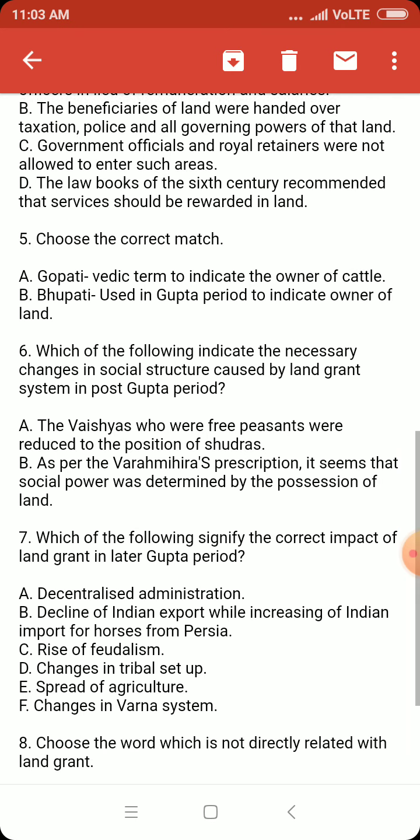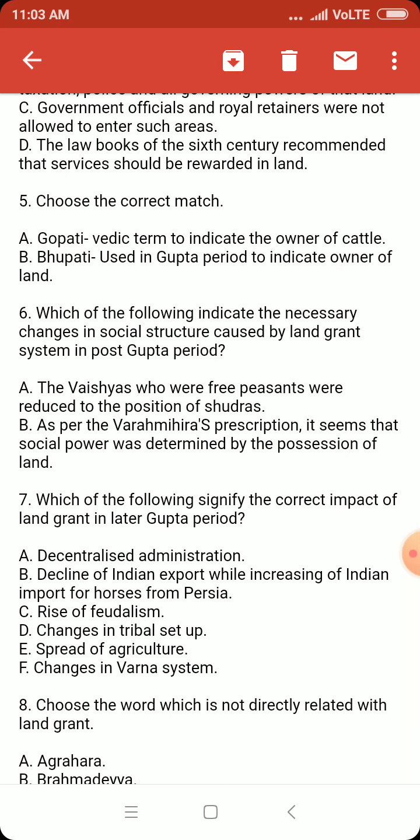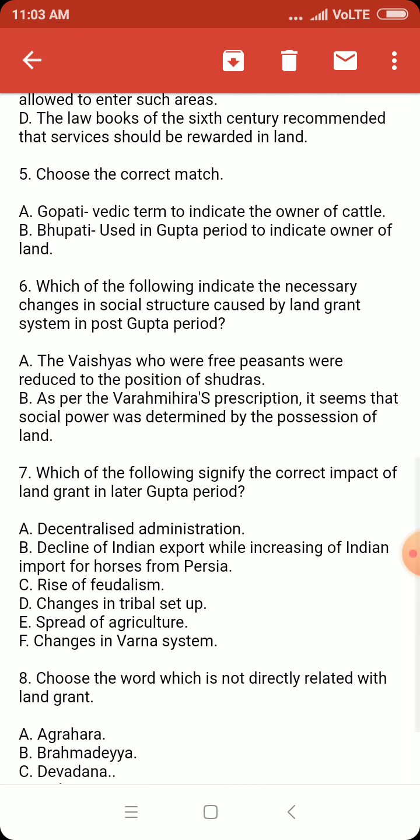Question number 5. Choose the correct match. Gopati: this is a Vedic term to indicate the owner of cattle, correct? Bhupati: used in the Gupta period to indicate the owner of land. Both the options are correct.